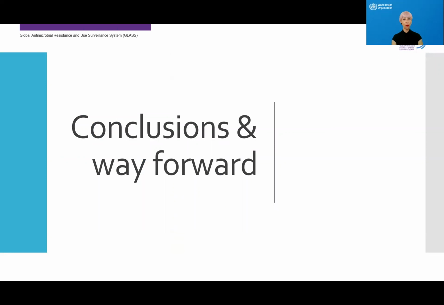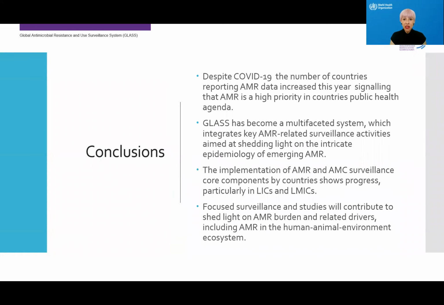So, conclusion and way forward. Despite COVID-19, the number of countries reporting AMR data has actually increased this year, signaling that AMR is still a very high priority in country public health agendas. As you have seen from the description of the technical modules, GLASS has become a multifaceted system which integrates key AMR surveillance activities aimed at shedding light on the intricate epidemiology of emerging AMR.